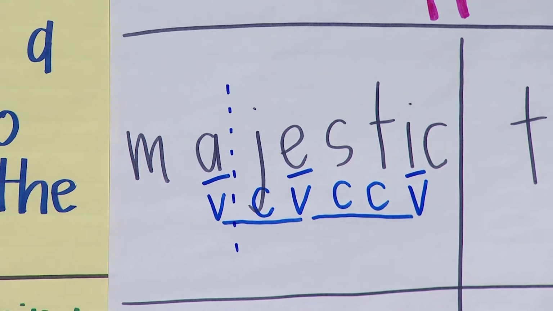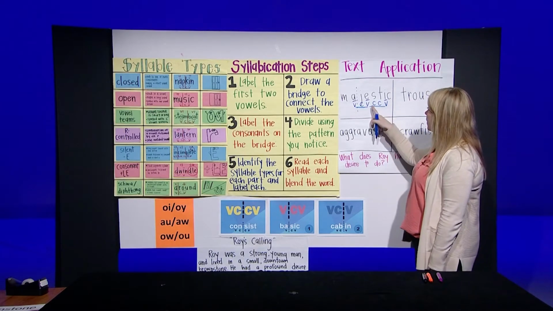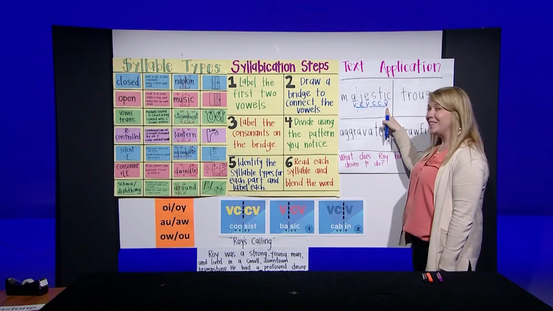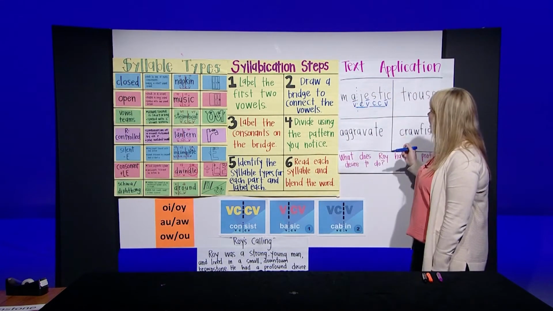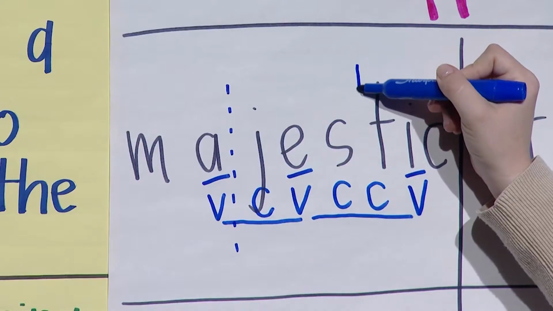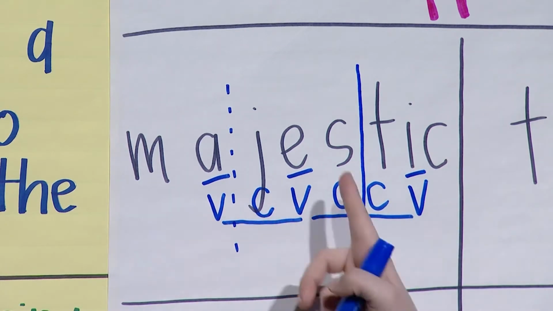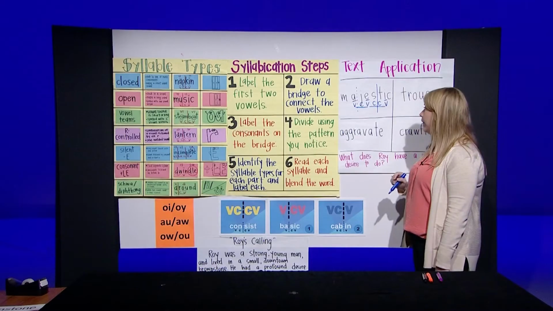Now I want to look at my next bridge and do that exact same thing. Divide using the pattern I notice. Here I see a V, C, C, V. That's right. This pattern is divided between the consonants. So I'm going to draw a line right here. Okay, now I have 3 separate syllables, and I have to identify those and label them.